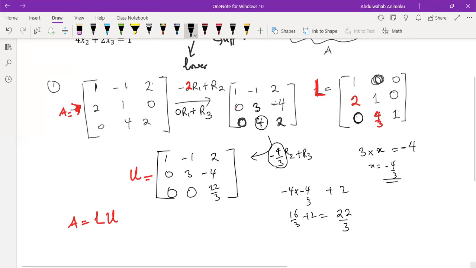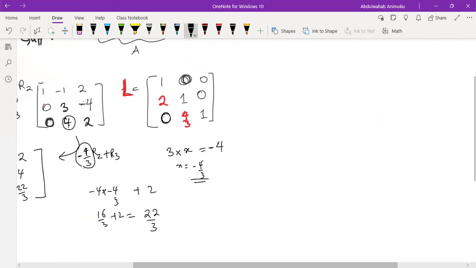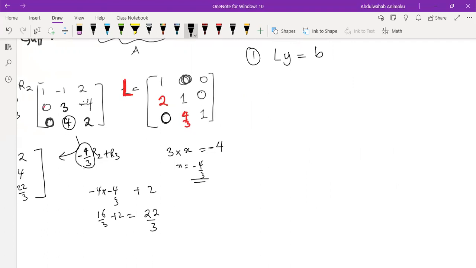Now that we have L and U, we're just going to continue to solve our equation. So the first thing is what? Remember, the first step is what? Ly is equal to B. This is what you need to solve first. So we have our L times Y, where Y is unknown, equal to B.